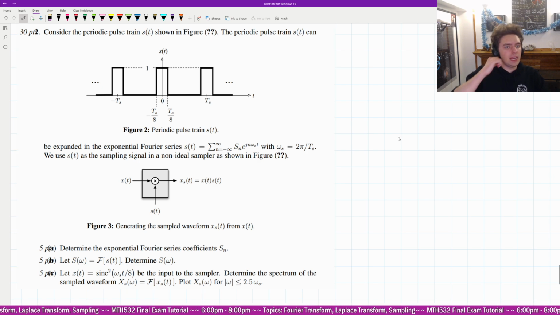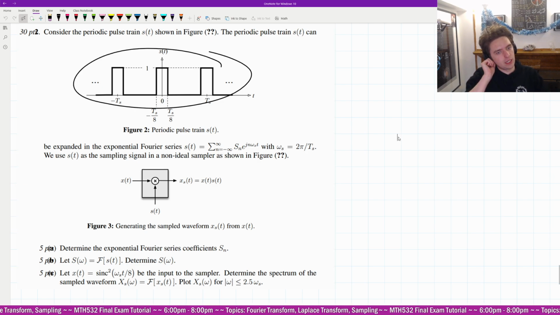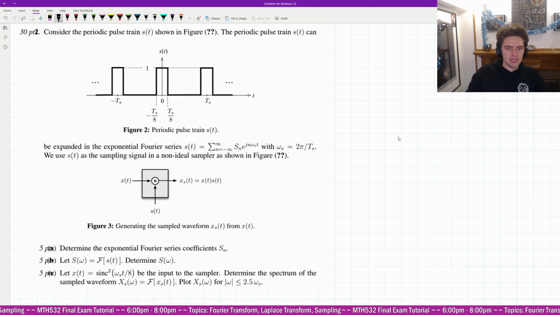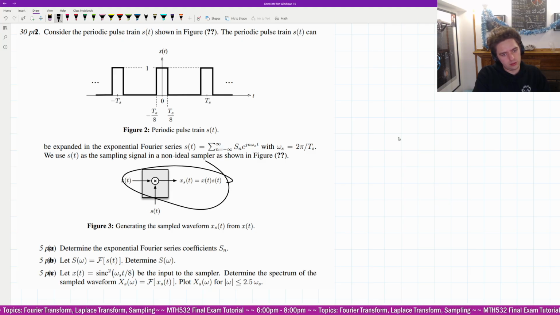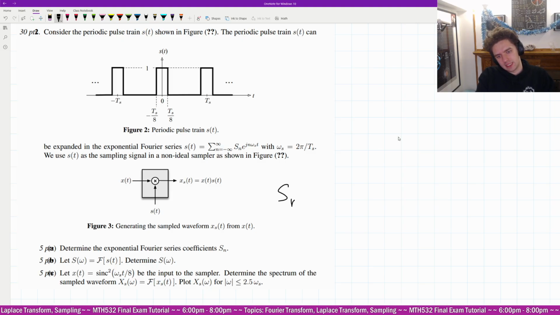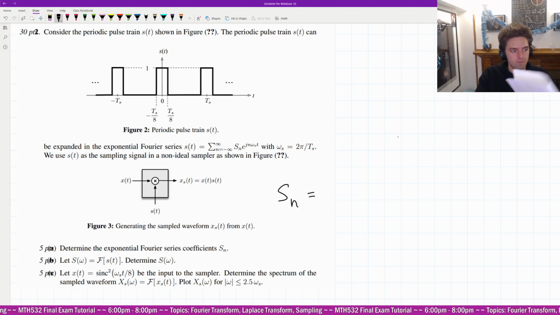So consider the periodic impulse train S of t as shown in this figure. It can be written as a Fourier series, of course. S of t is the sampling signal for this non-ideal sampler. First of all, we need to find Sn. We need to find Sn, right? Sn is the Fourier series coefficients for the periodic signal.